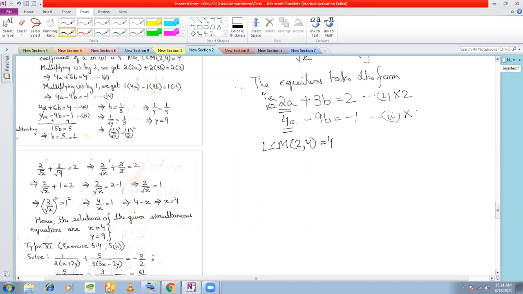And this we want to keep as 4, so we multiply by 1. So what do we get? 4a, because we are multiplying this equation by 2. We get 4a plus 6b is equal to 4. And for the second one, you get 4a minus 9b is equal to minus 1. So we have plus 4a and plus 4a. These two have the same sign. So what should we do? Add or subtract? We need to subtract.